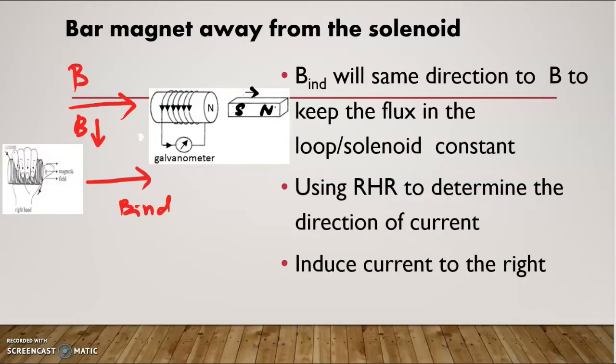For this one, when the bar magnet is moved away from the solenoid, B induced will be in the same direction as B original to keep the flux in the loop or solenoid constant. Using the right hand grip rule to determine the direction of current, the induced current will be to the right. Okay, you can see this picture to have clearer information.